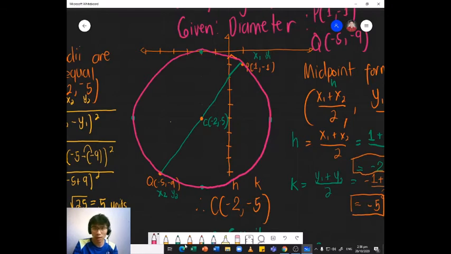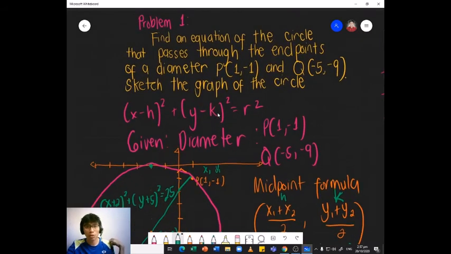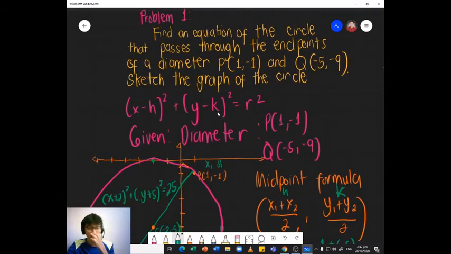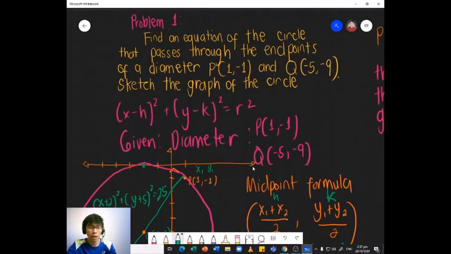What is again the equation of this circle? That is in the form (x + 2)^2 + (y + 5)^2 = 25. That's how we solve problem number 1, ladies and gentlemen. What was the problem? We needed to find the equation of the circle that passes through the endpoints of a diameter. So that's how we solve it. We are now done with problem number 1.